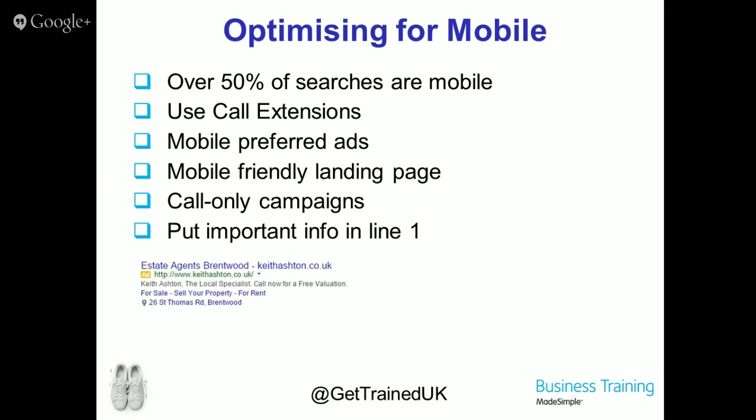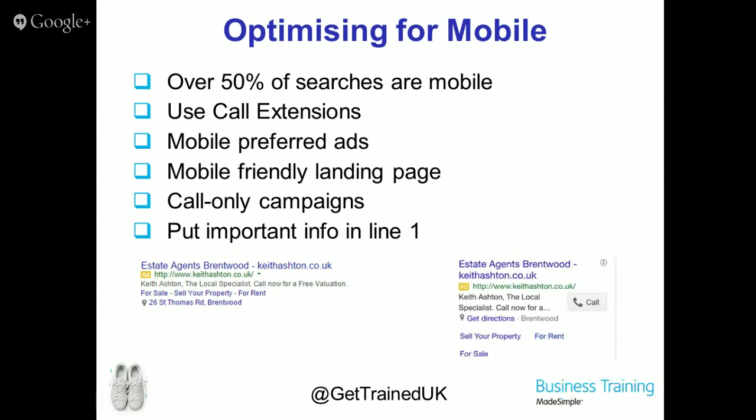So here is a standard AdWords ad appearing on a desktop machine for an estate agent. And as you can see, the two description lines say, Keith Ashton, a local specialist, call now for a free valuation. Perfectly acceptable advert. Now look what happens to that same advert when it appears on a mobile phone.